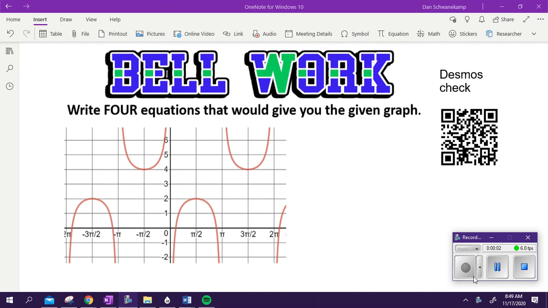Here we go. Here's bell work. In bell work here, I've got a graph. It is obviously either secant or cosecant based on the parabolas. Our job is for you to write 4 different equations that would give you that different graph.